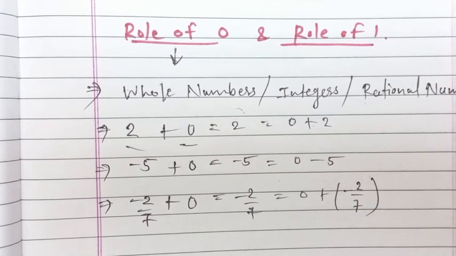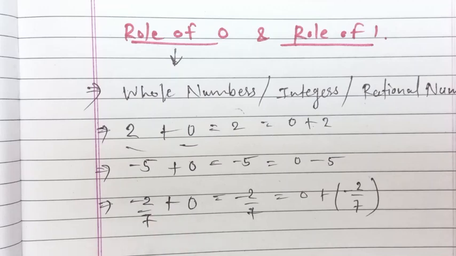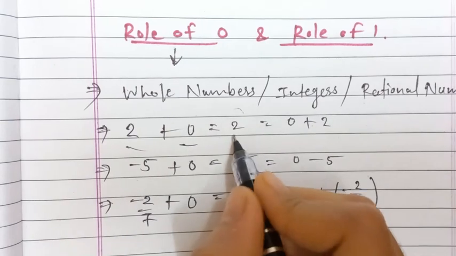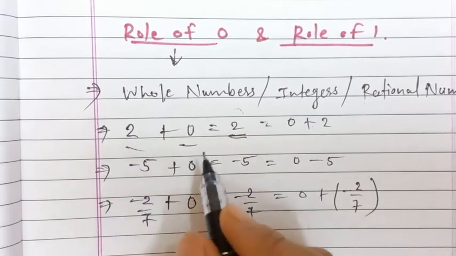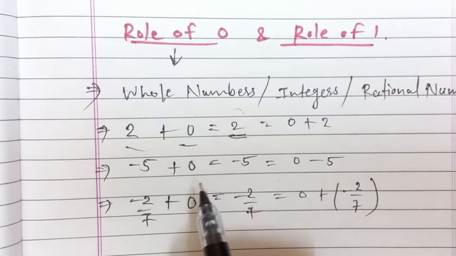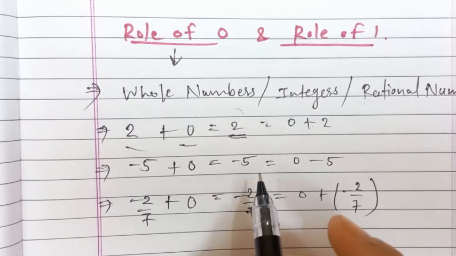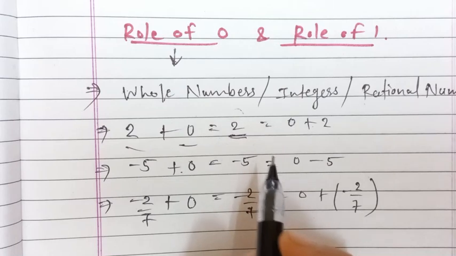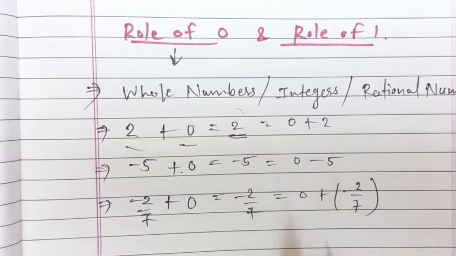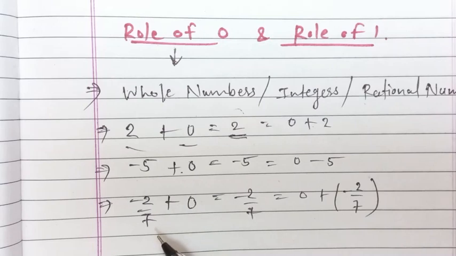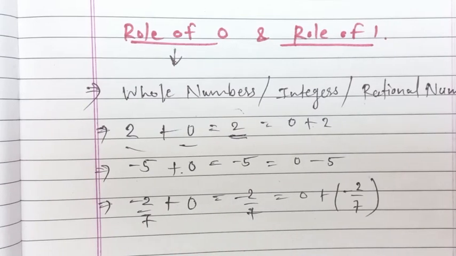So what do you observe? You will find that when you add 0 to a whole number, the sum is again a whole number. 2 is a whole number. If I add 0 to this 2, then we will get 2. This happens for integers and rational numbers also. If we add 0 to integers, we get integers. If I add 0 to a rational number, then the sum is again a rational number.